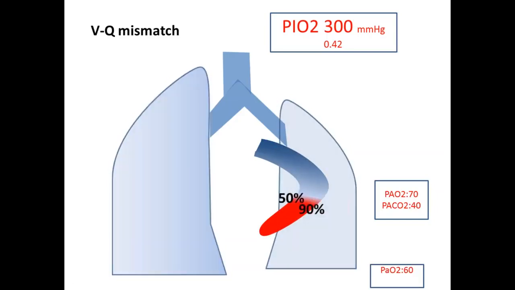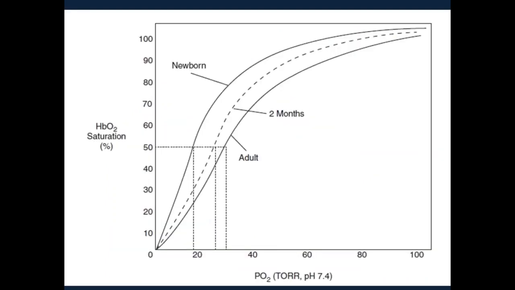And so VQ mismatch is responsive to inhaled oxygen. To improve VQ mismatch and give oxygen, the response will be positive. So there's the oxygen dissociation curve to understand it more. So we have 40 millimeter mercury partial pressure of oxygen, and the saturation was around 70% in our case.